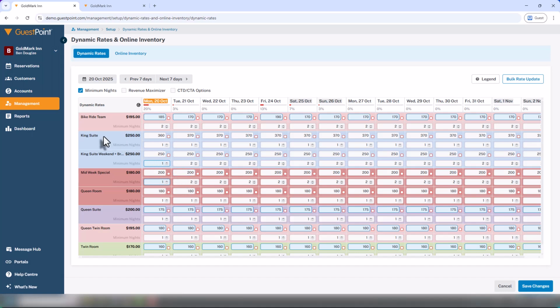Often with a rate restriction, you might have a promotion connected to it or a reduced price room rate. So you can see here the midweek special with the 2-night minimum. We might have it at 2 nights, but the rate might be 170 versus the standard queen room rate of 180 for 1 night minimum.